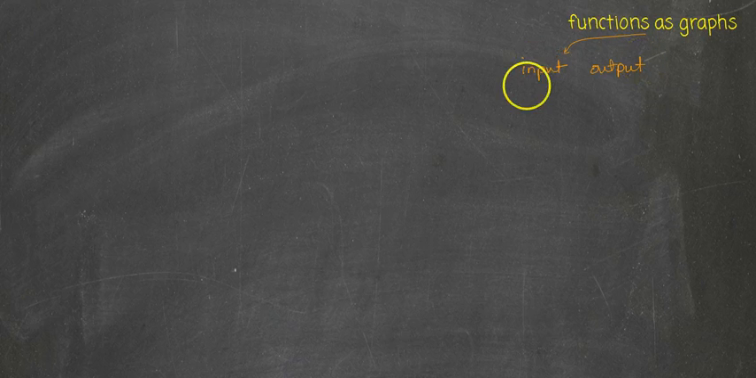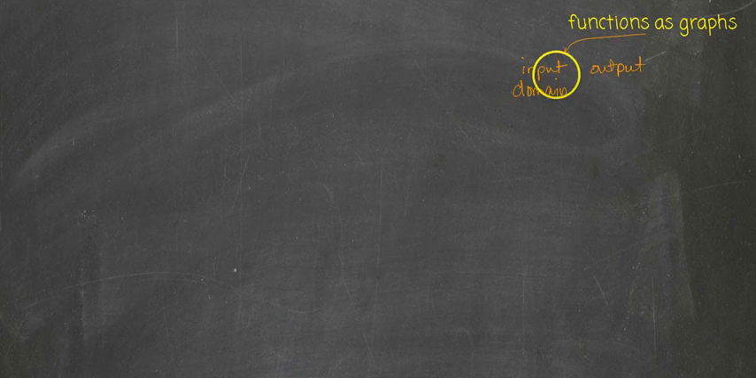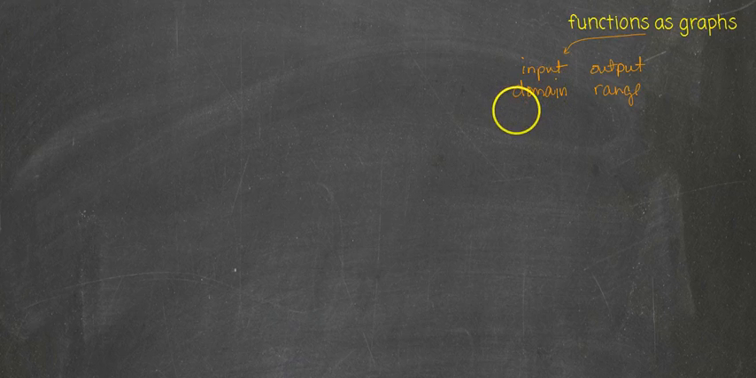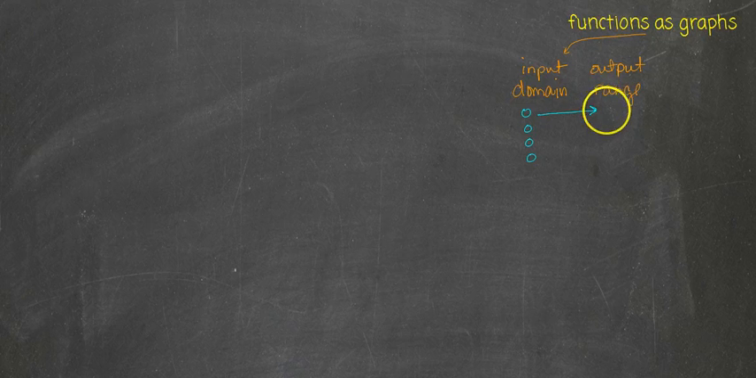The mathy word for input is domain, and the mathy word for output is range. And the nature of the relation, in order to be a function, is that for each input in the domain, there has to be only one output or less. So one input in the domain has to point to exactly one or no outputs in the range.